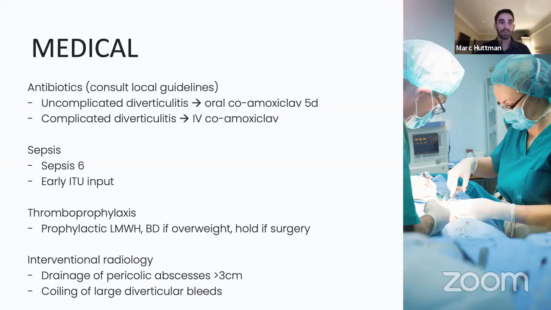So medical: antibiotics are the mainstay of treatment for most bouts of diverticulitis. If it's uncomplicated, you can get away with oral antibiotics. In my trust, it's co-amoxiclav for 5 days. Complicated diverticulitis, you give IV antibiotics. Remember the difference between uncomplicated and complicated. We talked about it a few slides ago. Basically, Hinchey 3 or 4, or any of the adverse features.